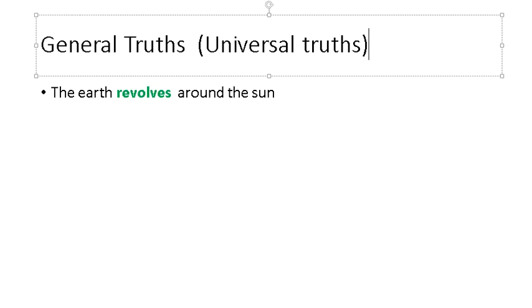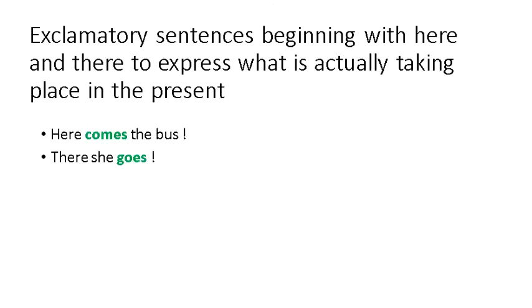In this situation, when you are talking about the universal truth, you need not go back and translate, you just quickly speak in the present indefinite tense. Then when you're talking about exclamatory sentences starting with here and there, like we say, here comes the bus, there she goes. In all these kinds of sentences, we use present indefinite tense.